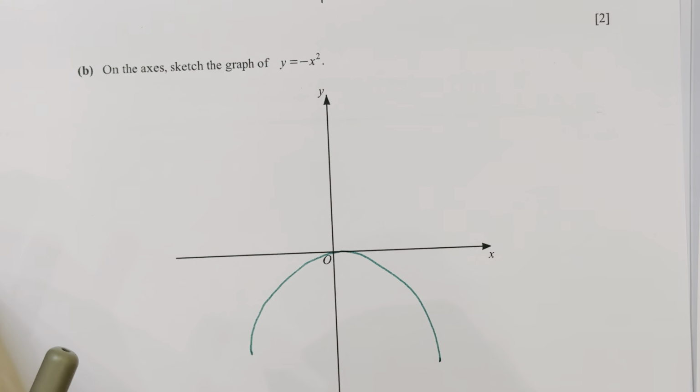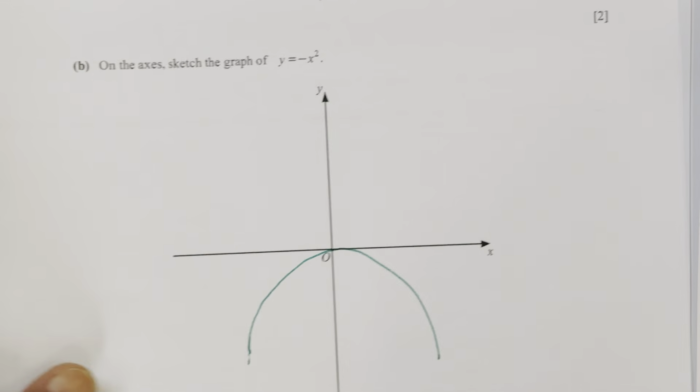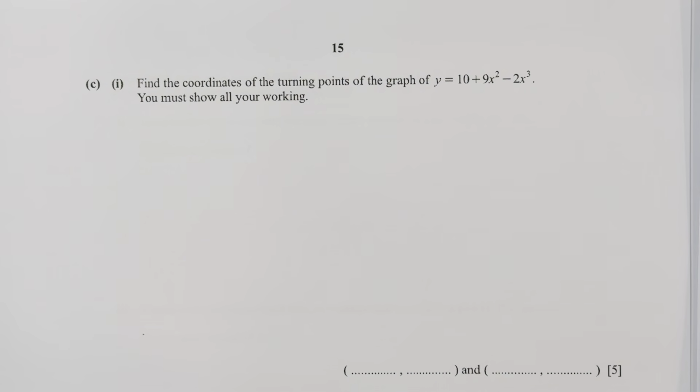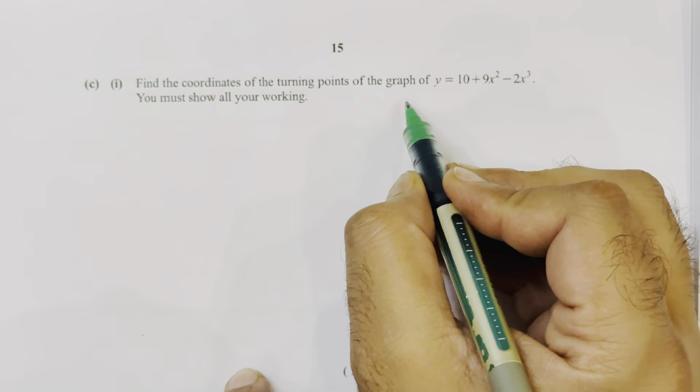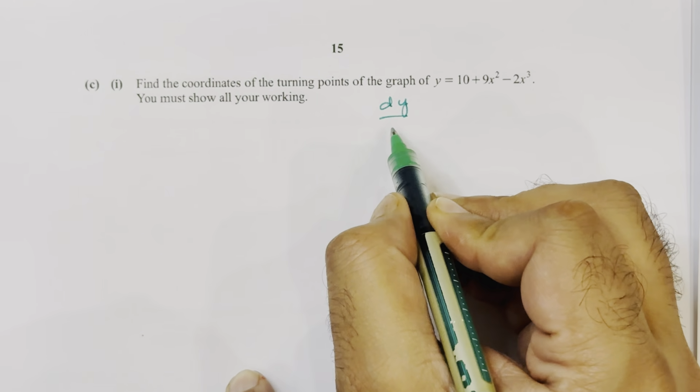So this is how we have shown. Okay, moving to its C part. Find the coordinates of the turning point of the graph of y is equal to 10 plus 9x square minus 2x cube. Okay, you must show all your working. So we have to find the derivative of it. So when we find the derivative, it will be dy by dx.